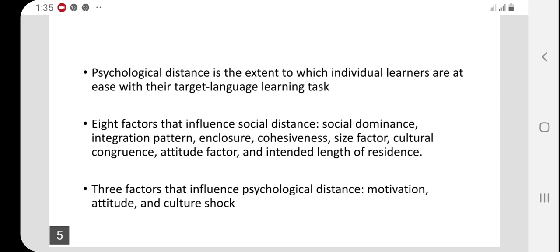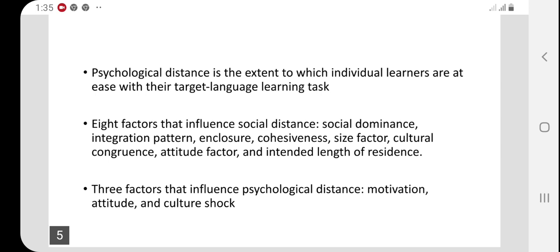And there is a social distance and there is a psychological distance. Social distance is between the two groups of language speakers, and psychological distance is how easy or difficult it is for a learner to learn a second language. So when there is a less psychological distance, the learners start learning the target or the second language with more ease or with more convenience.